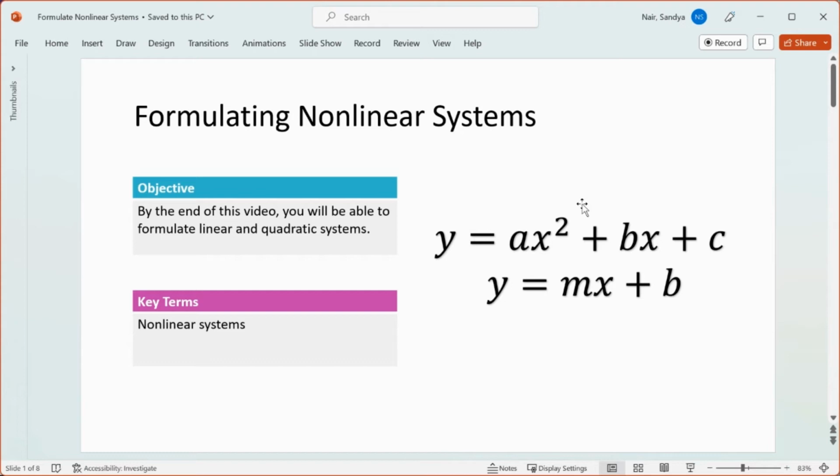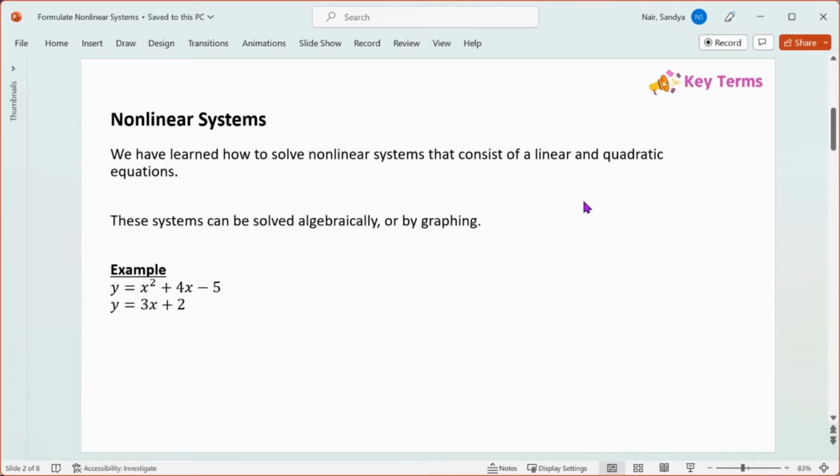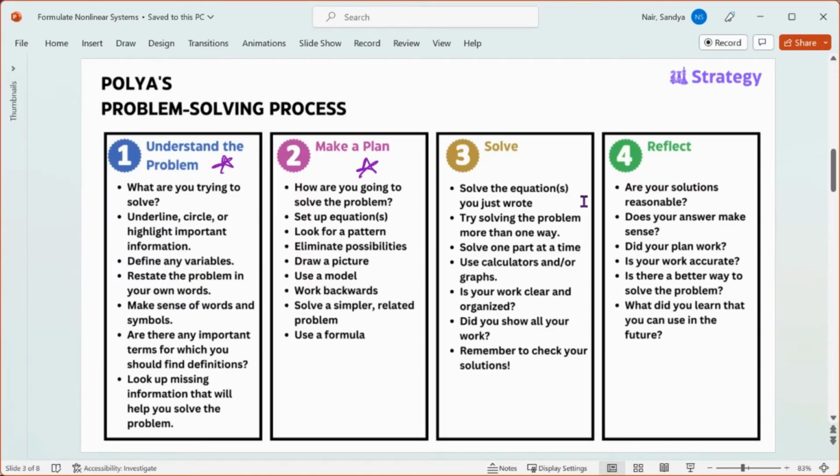In this video, we're going to talk about how to formulate linear and quadratic systems. So we have learned how to solve nonlinear systems that consist of a linear and quadratic equation. These systems can be solved algebraically or by graphing. So in this video, we're just going to be formulating the systems.